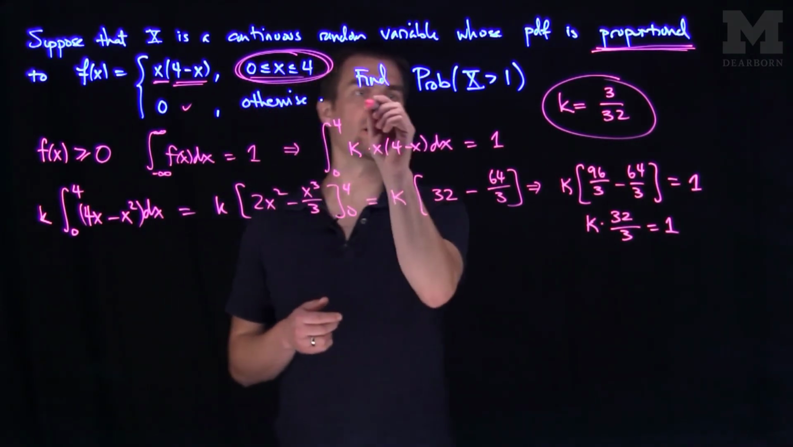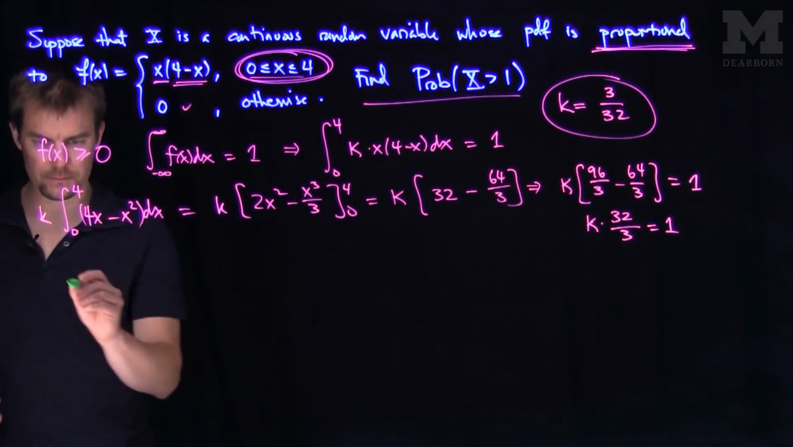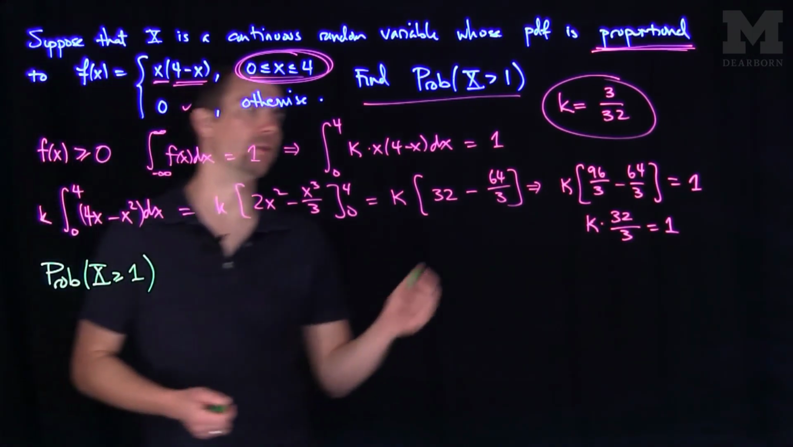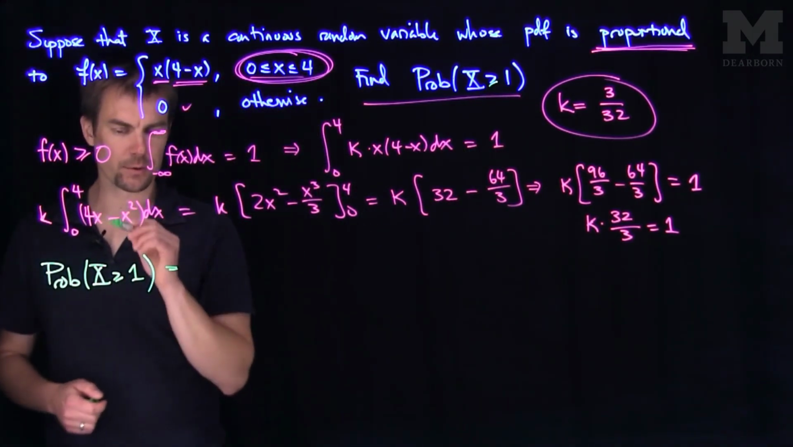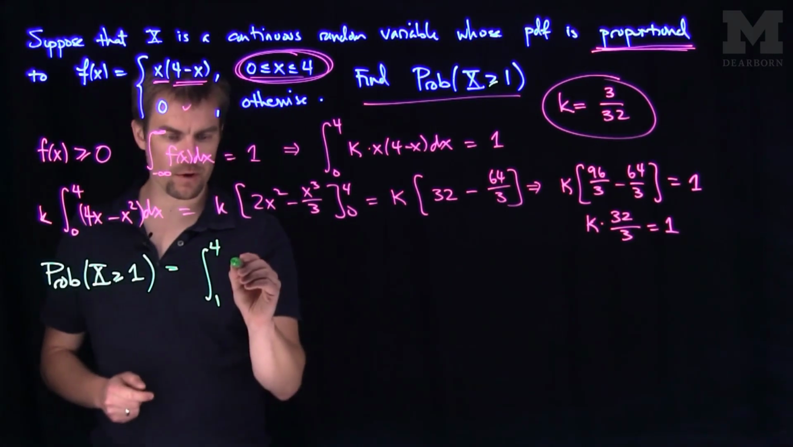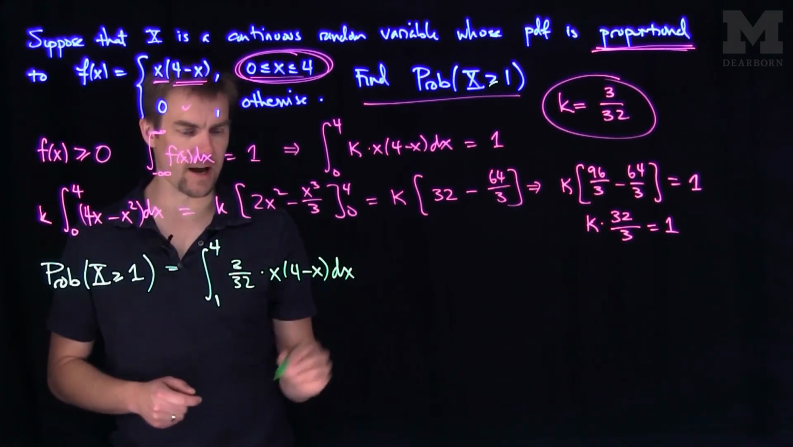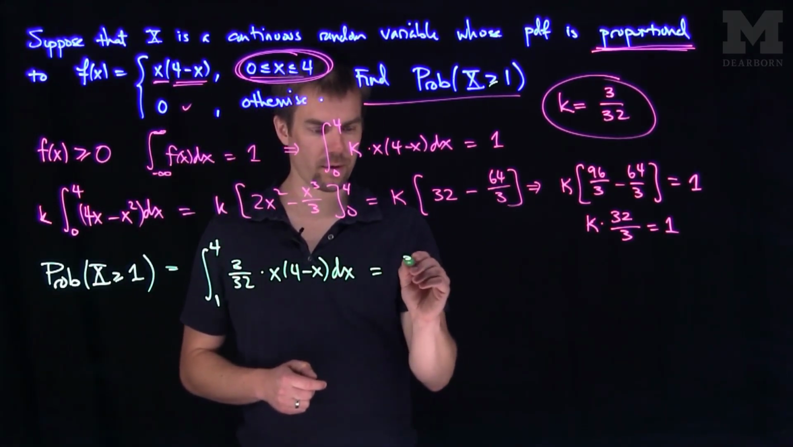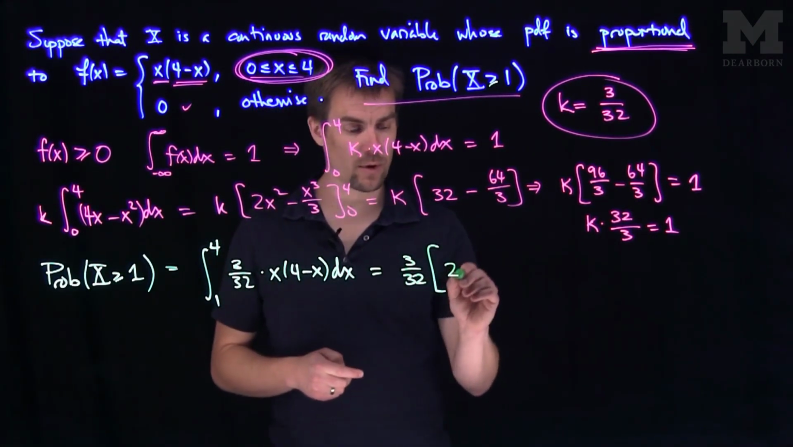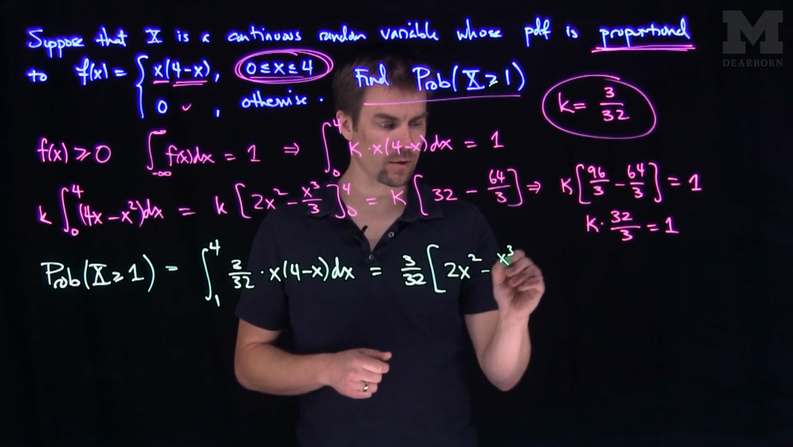Now, we wish to find the probability that X is bigger than 1. So the probability that X is bigger than or equal to 1, and it doesn't matter whether it's bigger than or equal to for continuous random variables, is equal to the integral from 1 up to 4 of k, which is 3 over 32, times x times 4 minus x dx. So again, we can pull out that 3 over 32. And then we're going to have a 4x. When I integrate 4x, I get 2x squared. When I integrate negative x squared, I get negative x cubed over 3.